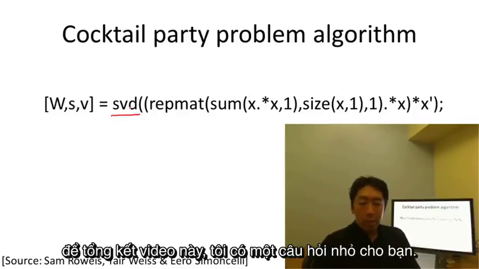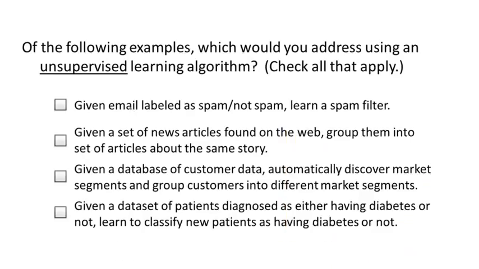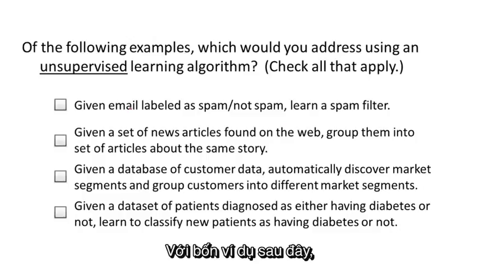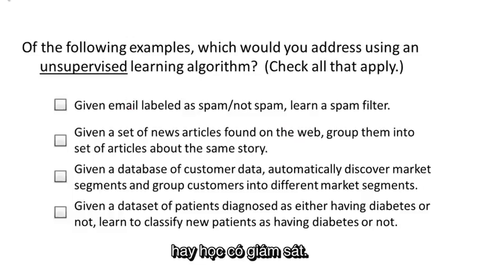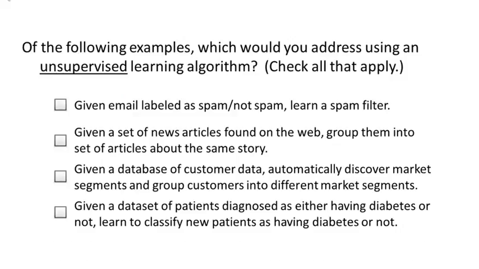Finally, to wrap up this video, I have one quick review question for you. We talked about unsupervised learning, which is a learning setting where you give the algorithm a ton of data and just ask it to find structure in the data for us. Of the following 4 examples, which of these 4 do you think would be an unsupervised learning algorithm as opposed to a supervised learning problem? For each of the 4 checkboxes on the left, check the ones for which you think an unsupervised learning algorithm would be appropriate, and then click the button on the lower right to check your answer. So when the video pauses, please answer the question on the slide.